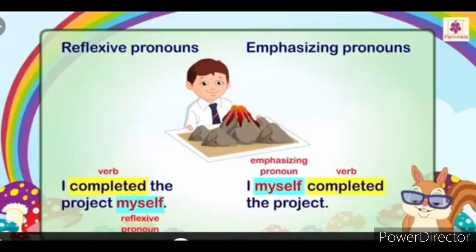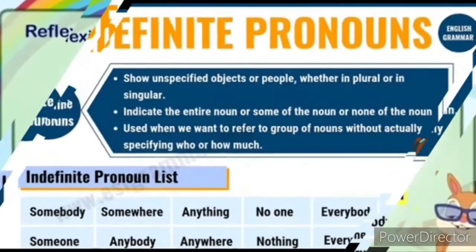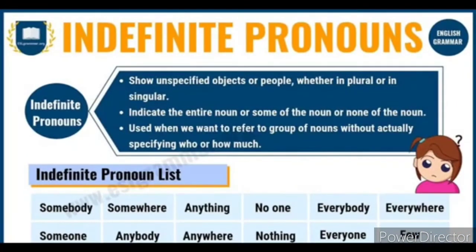Children, are you clear about the reflexive and emphasizing pronouns now? Yes. Shall we move on to the next pronoun? Our next pronoun is the indefinite pronoun. Look at the picture, children. An indefinite pronoun is a pronoun that is used to refer to one or more unspecified persons, things or objects, whether in singular or in plural form.